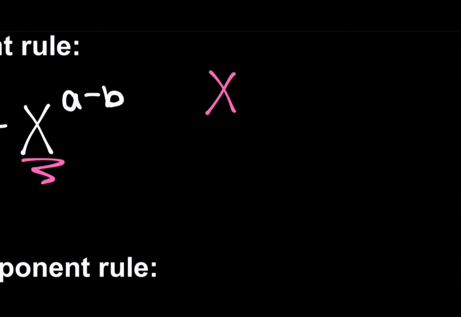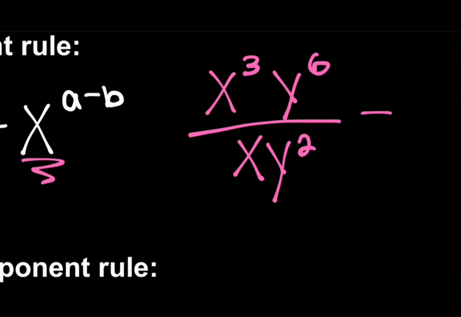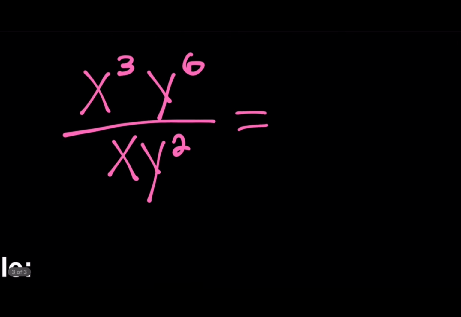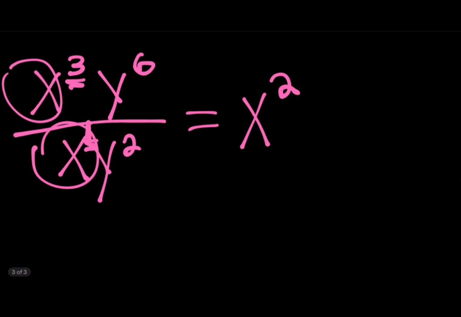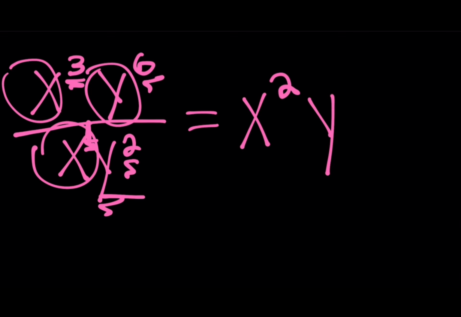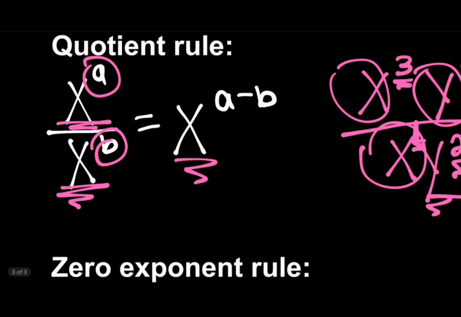So if we had x to the 3rd and y to the 6th over x and y to the 2nd, how do we solve this using the quotient rule? These two bases are the same, so we're going to keep this and we're going to subtract. If there's no exponent, it's basically just x to the first power, it's just 1. So we're doing 3 minus 1, so that will be 2. So x squared. And now we have these two that are the same. So y is the same base. So 6 minus 2, that gives us 4. So that's our answer. That's the quotient rule.